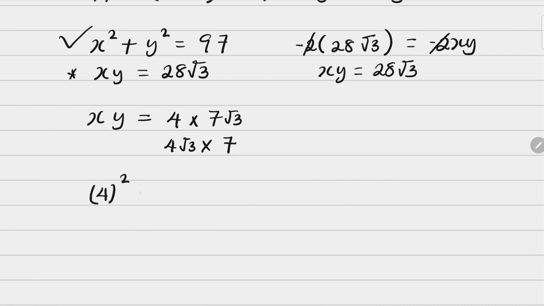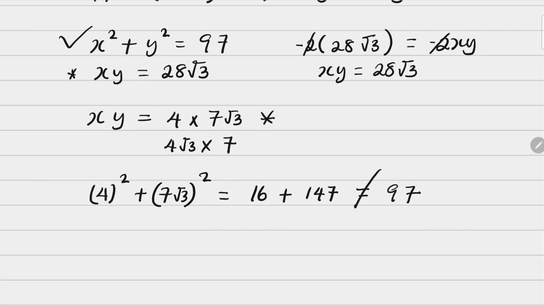Take note, x squared plus y squared, then plus 7 root 3 all squared. What am I going to have? I'm going to have 16 plus 147. Remember, x squared plus y squared is 97. Is it equal to 97? Never. It is not. So we cannot take this. This is out of the whole thing.